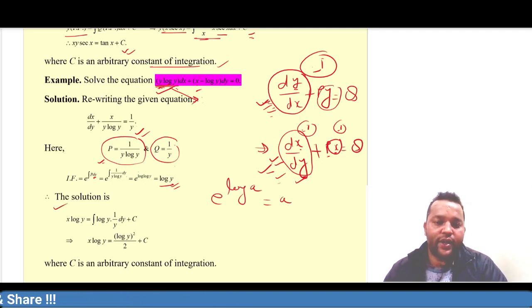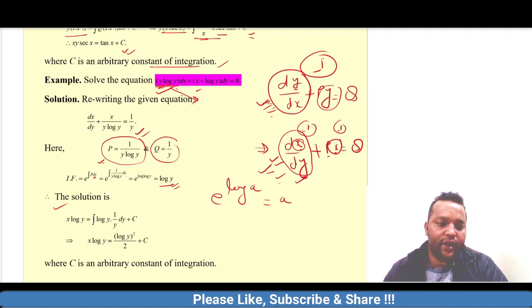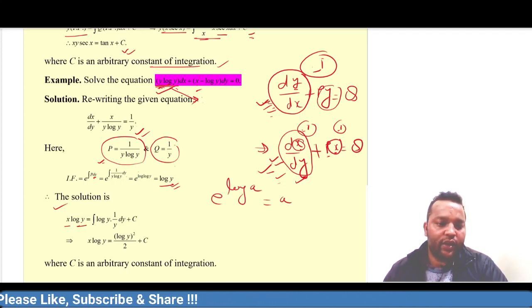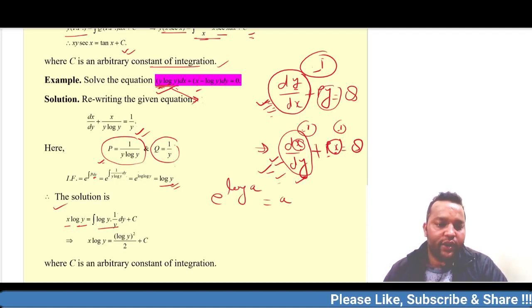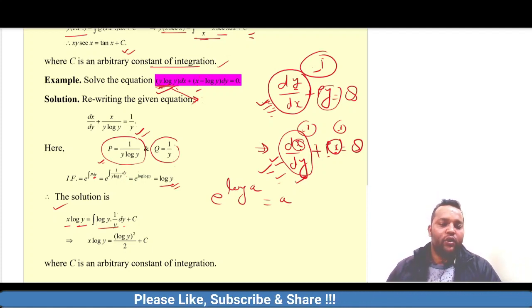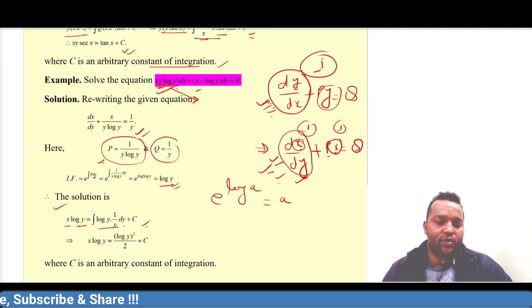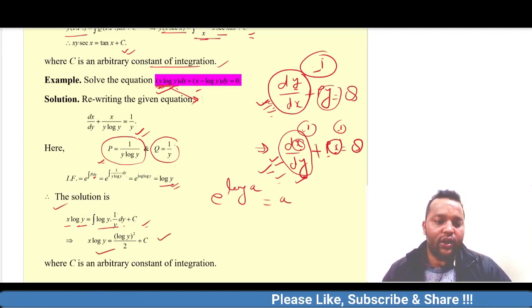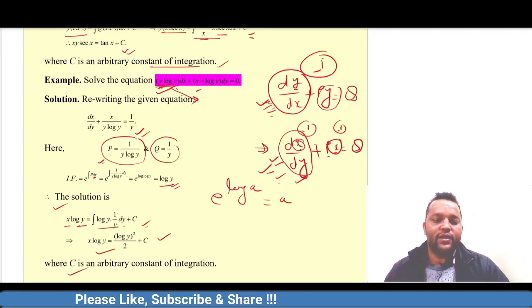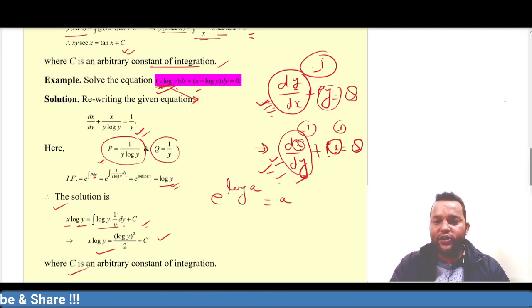So in order to write the solution, x, that is the dependent variable, times the integrating factor, is equal to the right hand side function, that is 1 over y times the integrating factor, again integrated with respect to y, plus c, that is the constant of integration. Finally, solving this differential equation, this is our required solution, where c is the constant of integration.